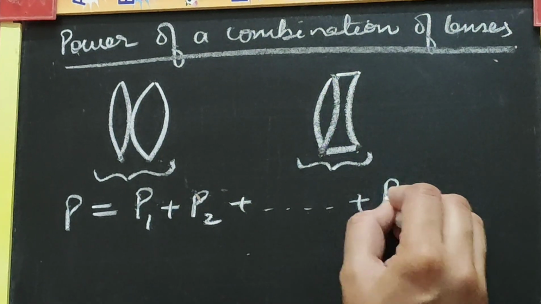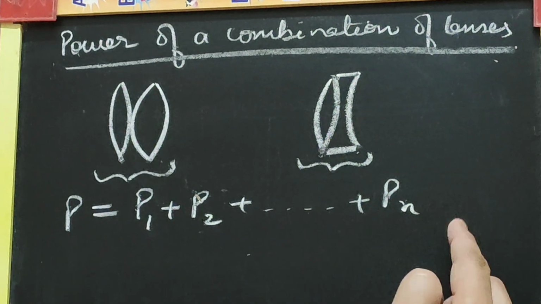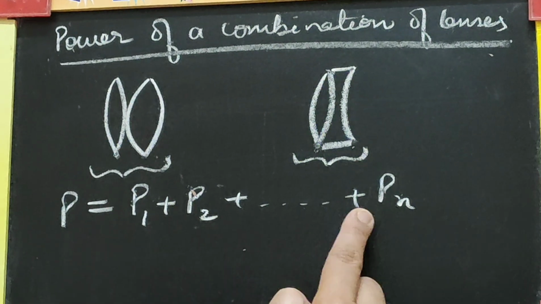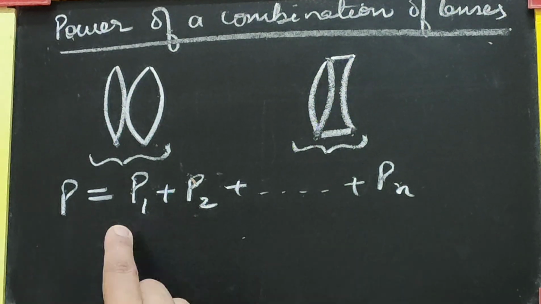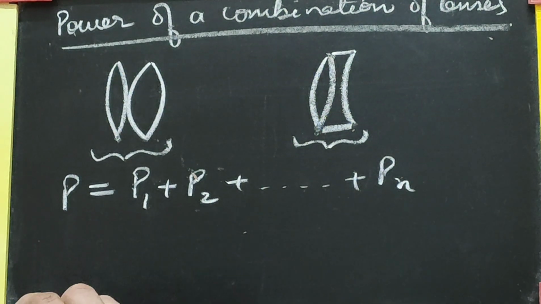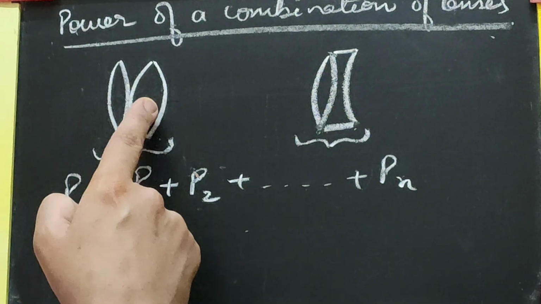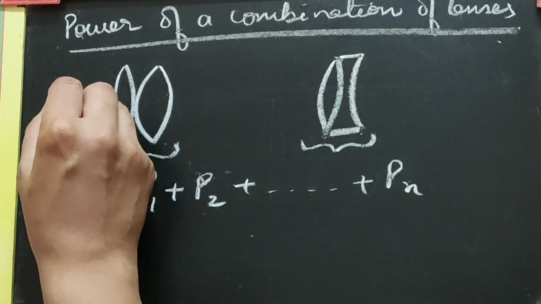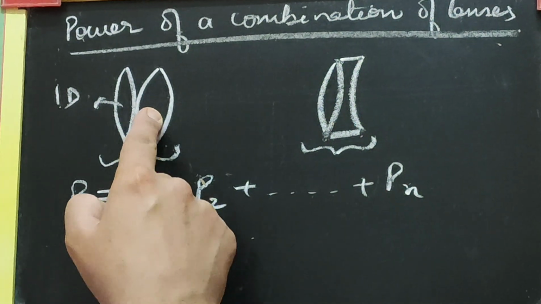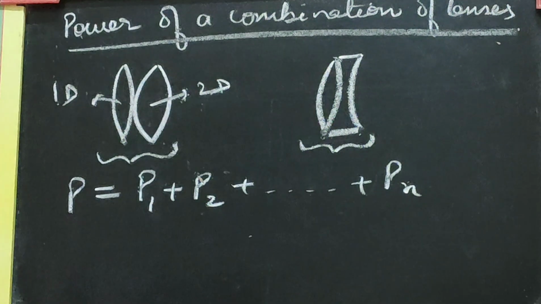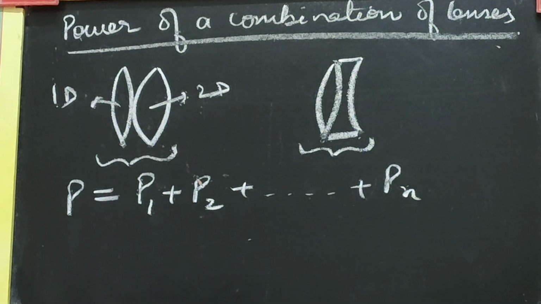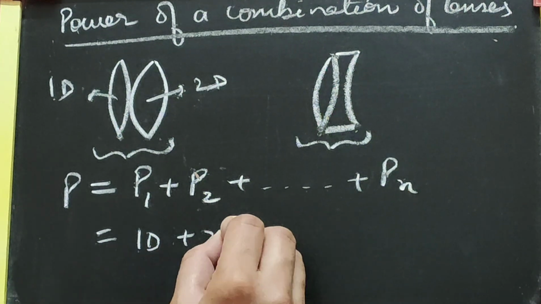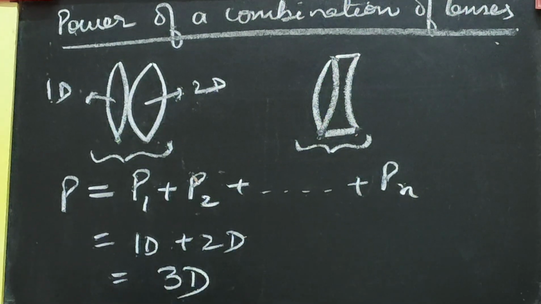If there are more than two lenses in the combination, say n lenses, so we will add the powers of the n lenses. So power of the combination of lenses is the algebraic sum of the individual powers of the lenses which are placed in contact. Like in the first case, if these are the two convex lenses, say the power of the first lens is 1 diopter and that of the second lens is suppose 2 diopters. So the power of the combination, as we just discussed, would be the algebraic sum of the two individual powers. So that gives us 1 plus 2, that is 3 diopters.